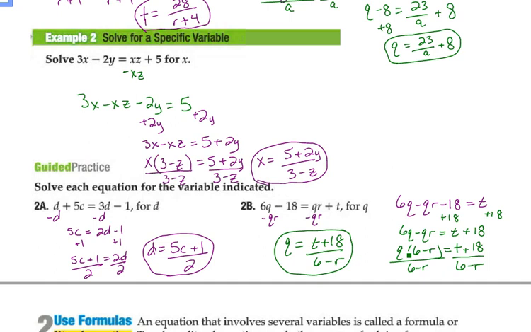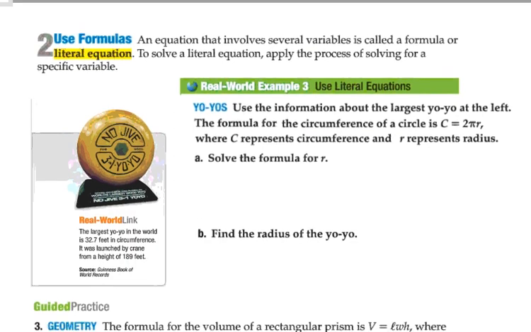Then I realize that I'm multiplying that piece. I'm trying to get q by itself, so I'm dividing that 6 and the minus r all together because I'm taking that whole parenthesis and dividing it out. So final answer on that one is t plus 18 divided by 6 minus r. Again, they're called literal equations because we're going to have quite a few variables attached to our answer. And that's this part right here.